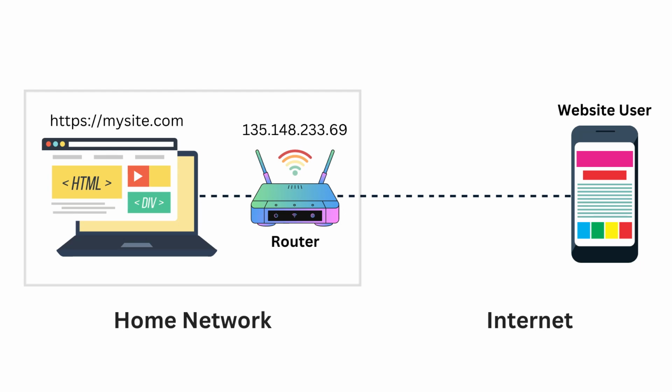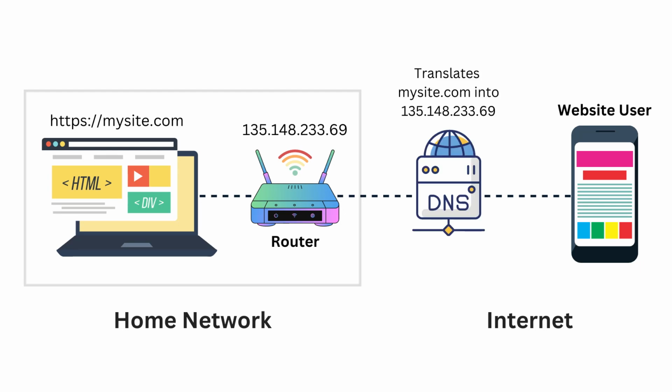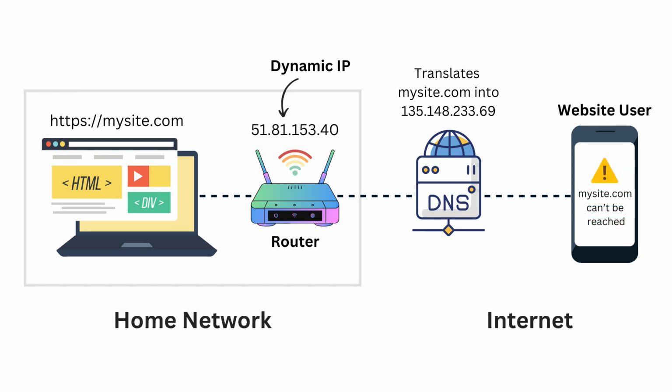Suppose you published a website from your house network and you created a DNS record that points to your router's public IP address. But ISP typically assigns a dynamic IP address to your router, which may change at any time. When your IP address changes, your DNS record remains pointing to the old IP address that is no longer yours. As a result, your website becomes inaccessible.